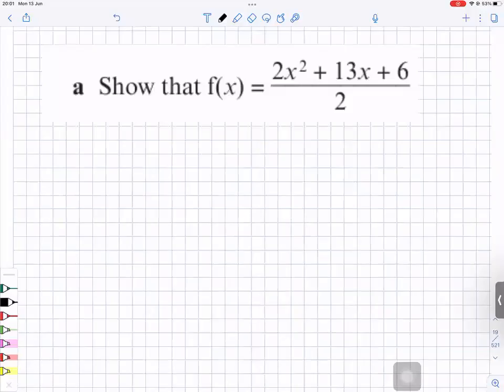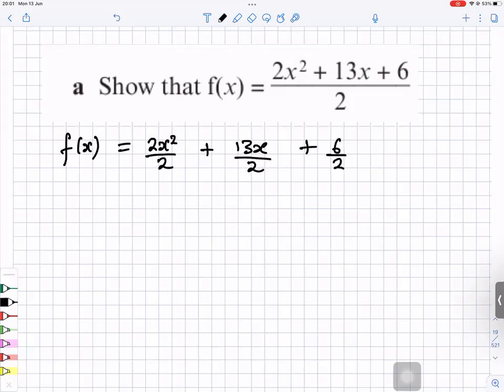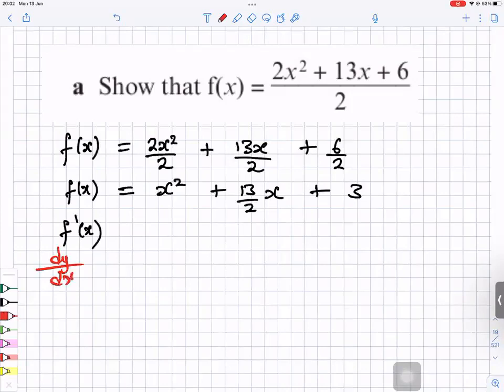So to differentiate it, we'll get f of x is equals to 2x squared over 2 plus 13x over 2 plus 6 over 2. And that gives us f of x is equals to x squared plus 13 over 2 x plus 3. When you differentiate f dash of x, sometimes they call it dy over dx.